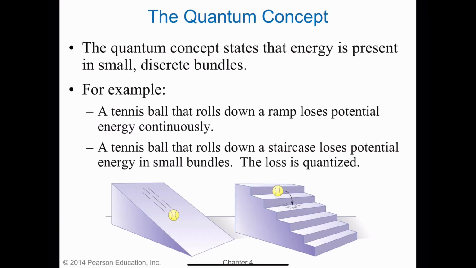Now, we talked about the word quantized, so to clarify what that means, and then we're going to bring it all together and say, well, how does this relate to the atom? So the quantum concept states that energy is present in small, discrete bundles, meaning you have one packet of energy, or 2 packets of energy, or 3 packets of energy. You can't have 3.5 packets of energy. This can be applied to almost anything you can think of.